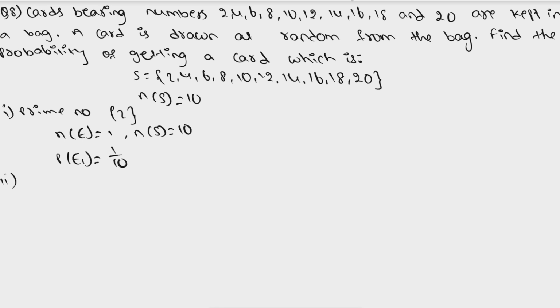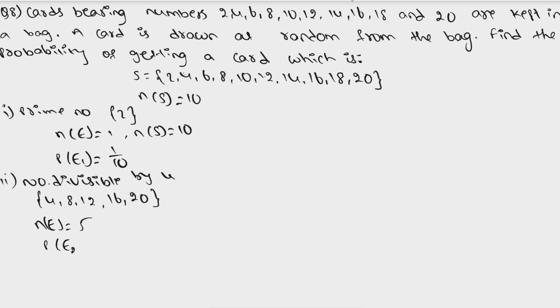Our second one is to get the numbers which are divisible by 4. Divisible by 4 means the multiples of 4. What are the multiples of 4 from this? 4, 8, 12, 16 and 20. These are the multiples of 4. How many elements do we have in the favorable set? We have 5. And the probability of the second event is 5 by n of S, which is 10. This can be simplified as 1 by 2.